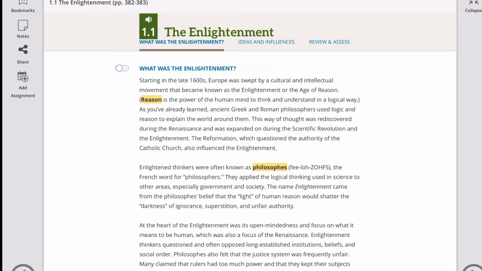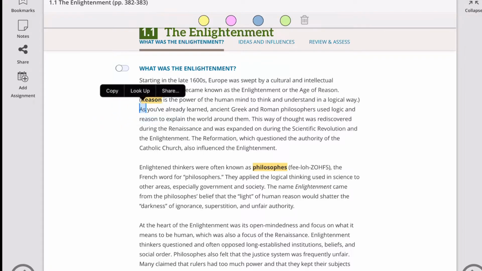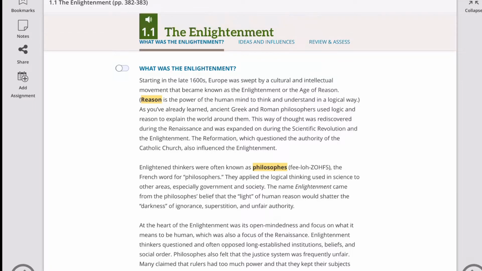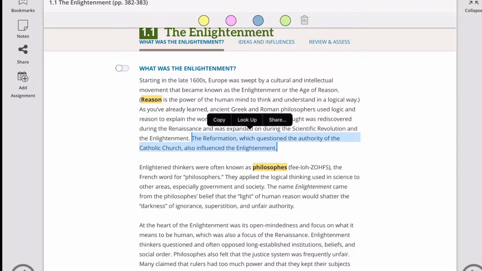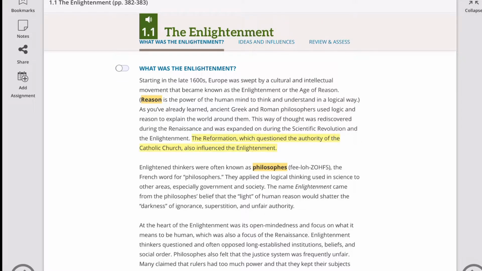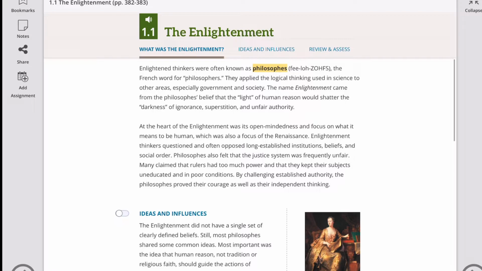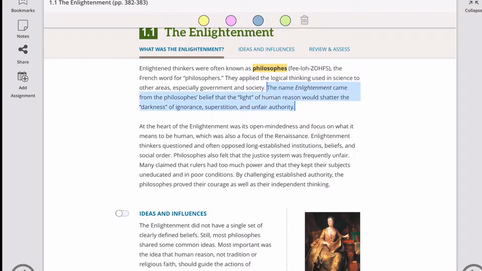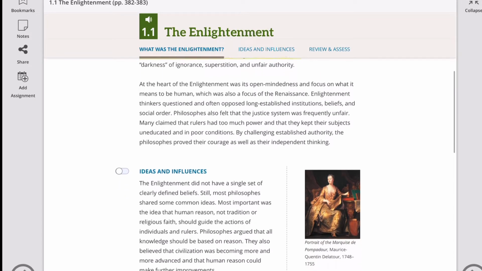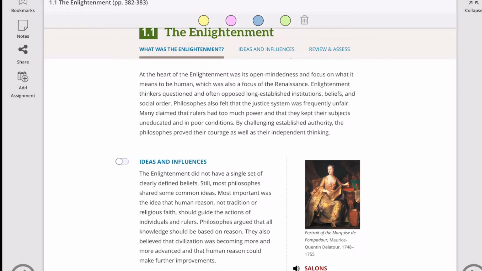As you have learned, if you're paying attention to our previous lessons, ancient Greek and Roman philosophers used logic and reason to explain the world around them. And these ways of thinking were rediscovered during the Renaissance, hence the rebirth of classical thinking. It was expanded during the scientific revolution and the Enlightenment. The Reformation, which questioned the authority of the Catholic Church, also influenced Enlightenment.